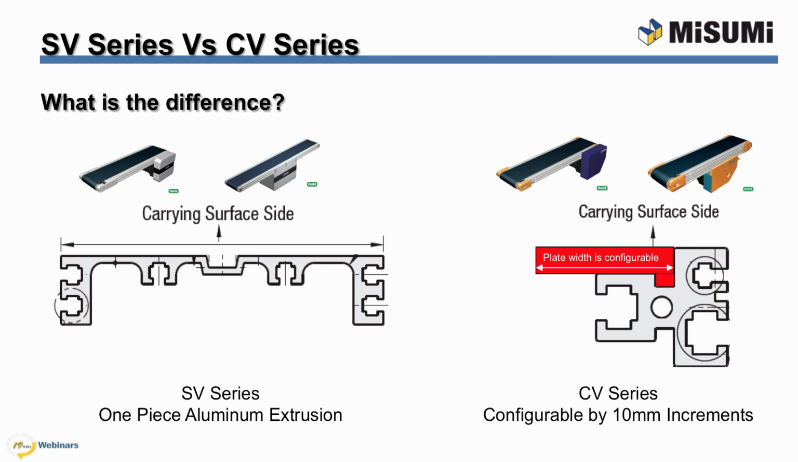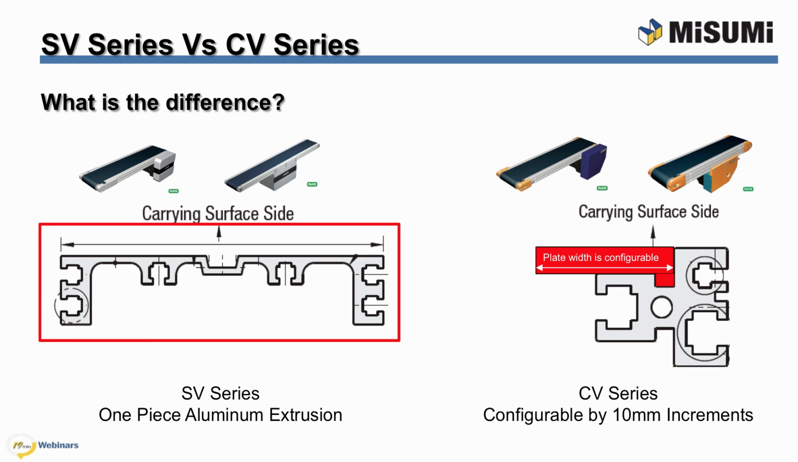Now let's look at the difference between the SV versus the CV series. The SV series features a one-piece aluminum extrusion, which is why the width is less configurable than the CV series. Because of this design, the SV series is a low-cost conveyor alternative compared to our standard conveyor. The CV series does not use a one-piece aluminum extrusion. The aluminum extrusions are used on the side of the conveyor to support the plate. Because of this design, the plate width is configurable in 10 millimeter increments.